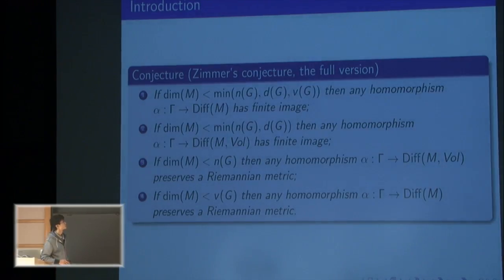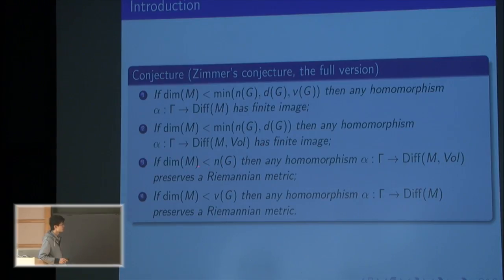So here's the full version of Zimmer's conjecture. If the dimension of M is smaller than the minimum of these three numbers, then any homomorphism from gamma to the diffeomorphism group of M has finite image. If the dimension of M is smaller than the minimum of N and D, then any homomorphism to the volume-preserving diffeomorphism group of M has finite image.